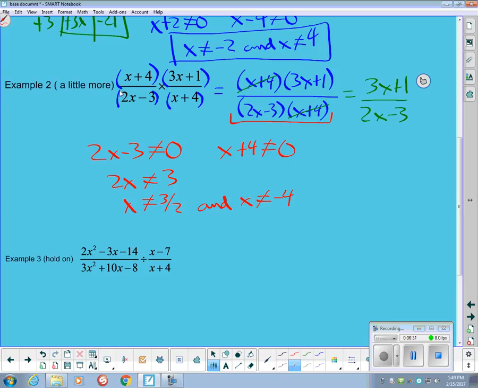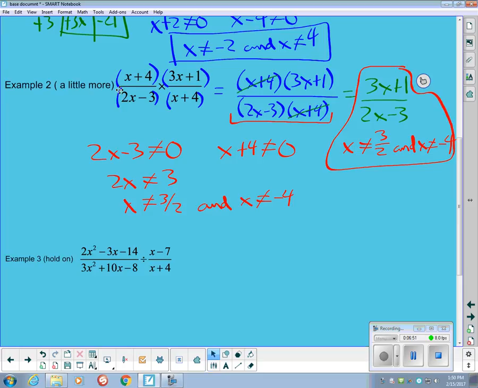So I have my 3x plus 1 over 2x minus 3 there, along with the information that x cannot equal 3 halves, and x cannot equal negative 4. That is my complete answer for that problem.